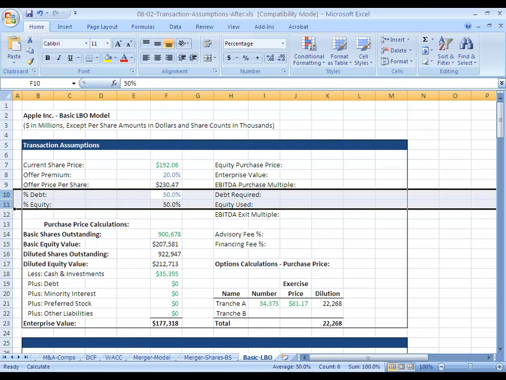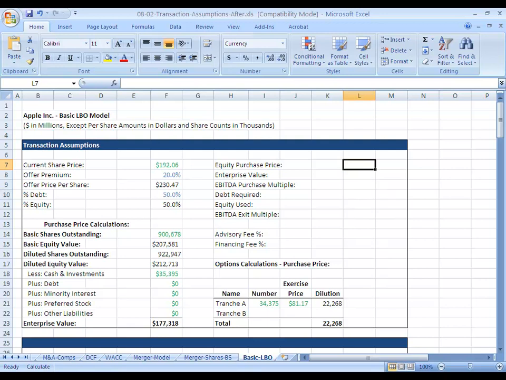So with these assumptions, now let's go over here and start filling out some of the relevant information on the right side of our assumptions. So first, for the equity purchase price, we're just going to link directly to the diluted equity value right here. We're assuming that we're acquiring all the shares and that dilution is in effect, so we have to acquire the shares created from dilution as well. For the enterprise value, we're going to link directly to our enterprise value down here.